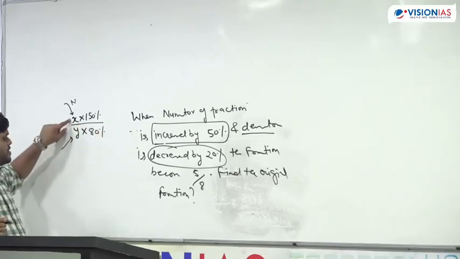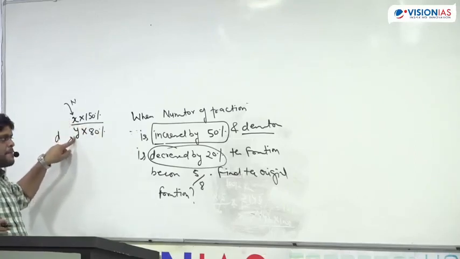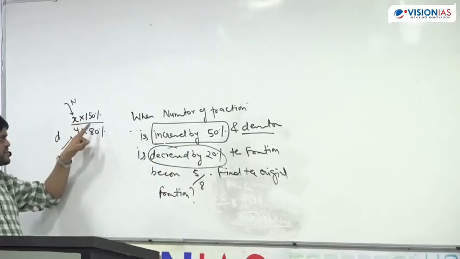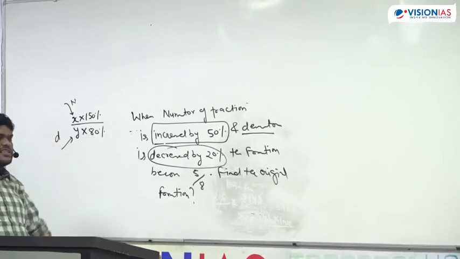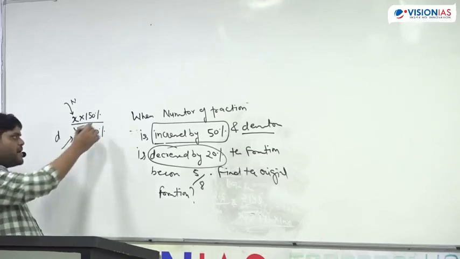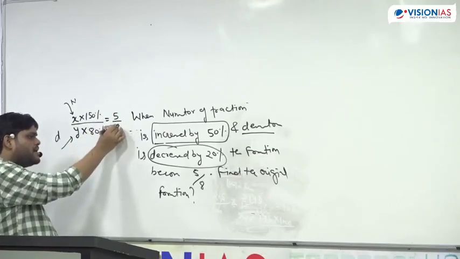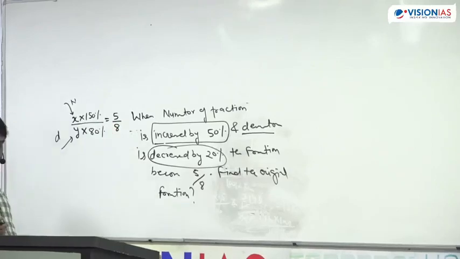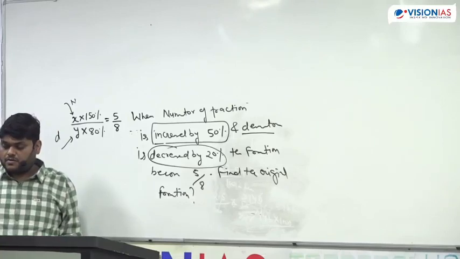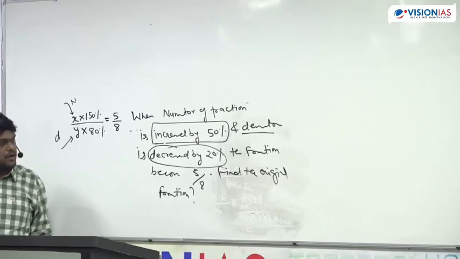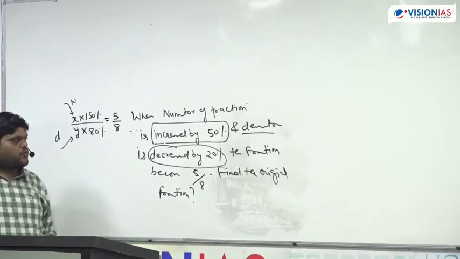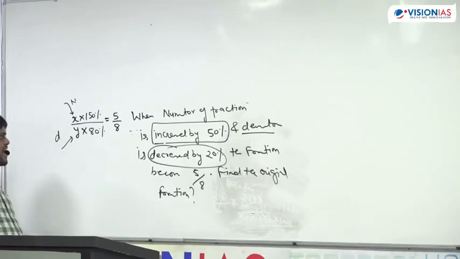So the original fraction was x upon y. Now the numerator is increased by 50%, so this becomes 150%. The denominator is decreased by 20%, so this becomes 80%. Now the fraction becomes 5 by 8. Find the original fraction. That means we have to find out the value of x upon y.